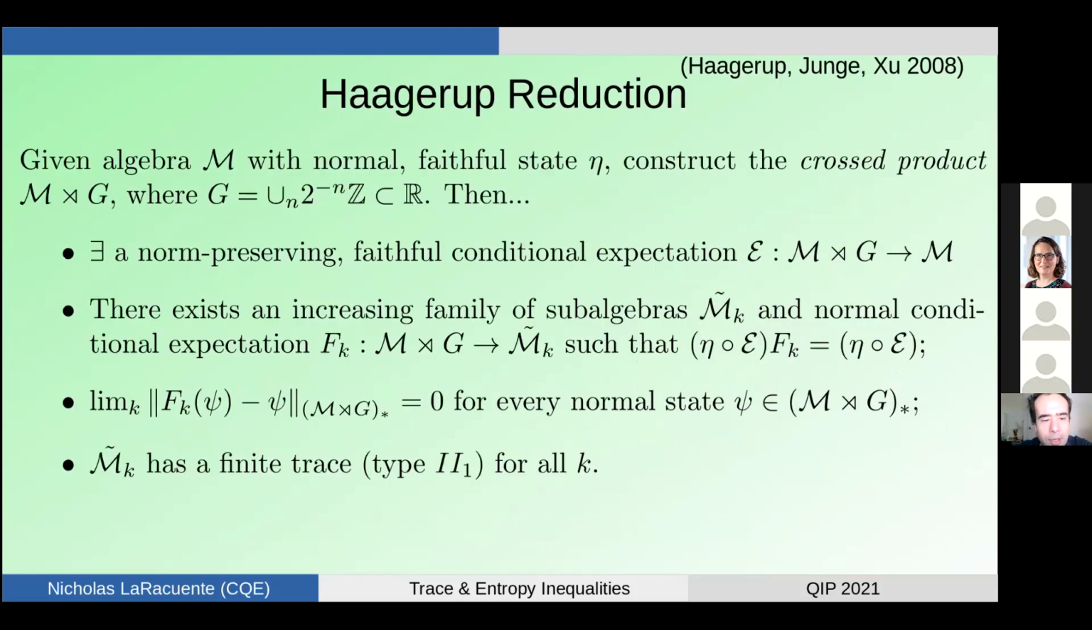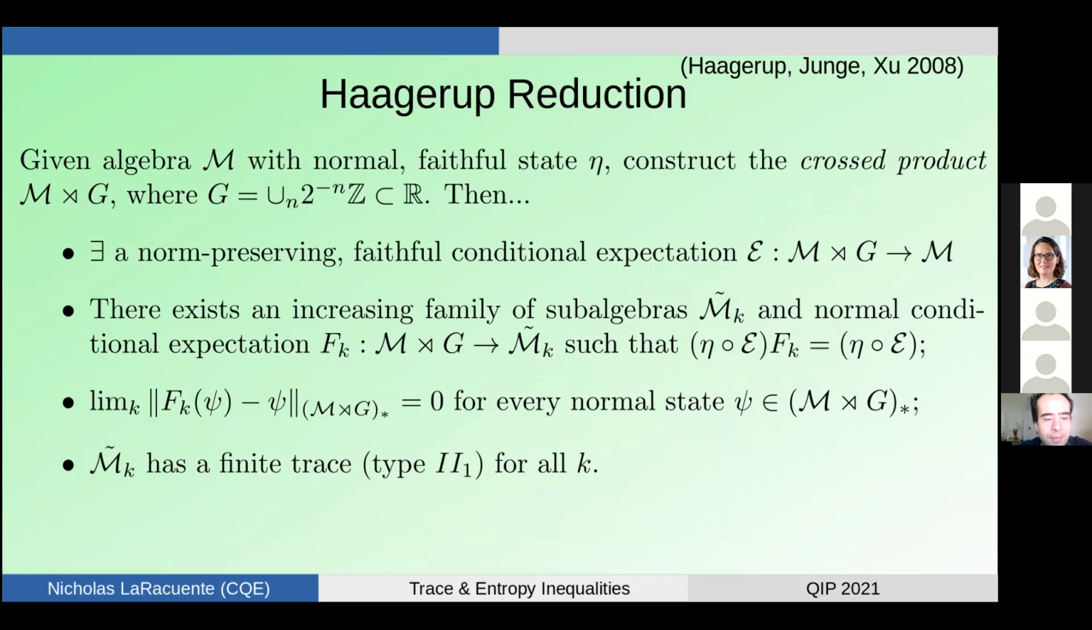Now, finally, we also use this method known as the Haagerup reduction. Again, this came from this 2008 paper. And this takes an algebra with a normal faithful state, constructs a cross product with now a discrete group that is a subgroup of the reals. This could still be in type 3, but what we gain from that is that now there's a norm-preserving faithful map back into the original algebra.